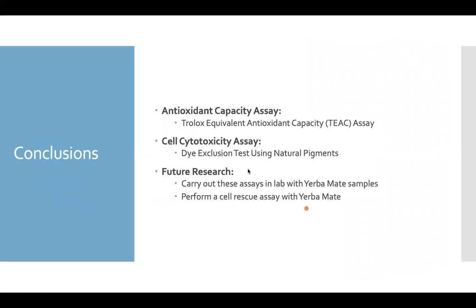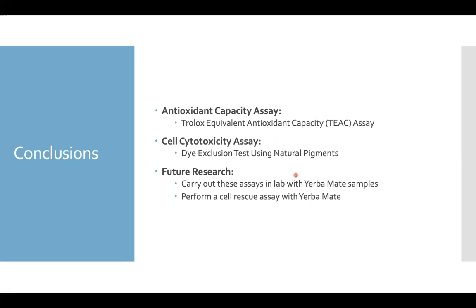In conclusion, for the antioxidant capacity assay, I would choose the TAC assay to perform in lab because it provides a built-in comparison with Trolox to any chosen supplement and allows you to test various dilutions to see which is most effective. For the cell cytotoxicity assay, I would choose the dye exclusion test using natural pigments because I think it is an effective way to determine the health of the cell population after exposure to the supplement, and it is also a contribution to green science with the use of natural dyes.